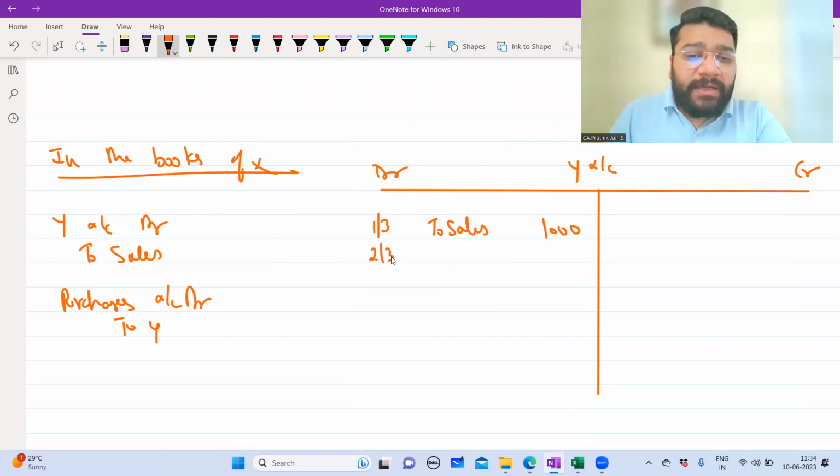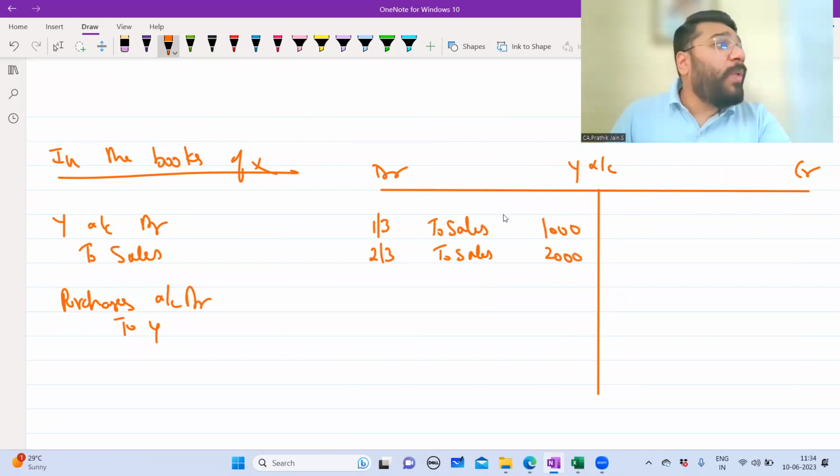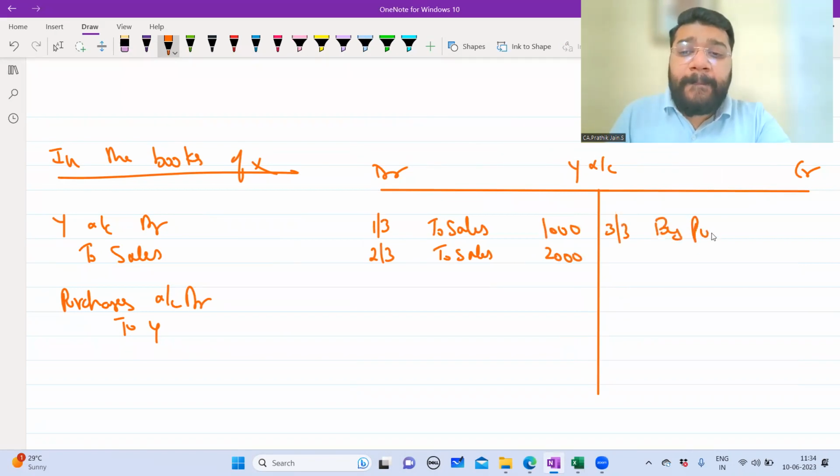Let's say 2nd of March. Again, we are selling to Y. So to sales, 2000 rupees. Then we are buying from Y. What will be the posting? 3rd March, by purchase, 500 rupees. On 4th of March, again we are buying. So it is by purchase, 1500.